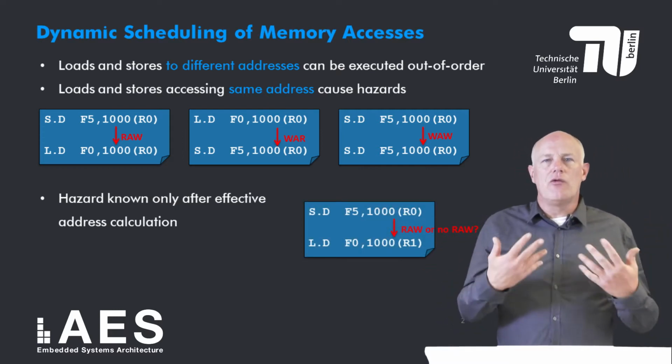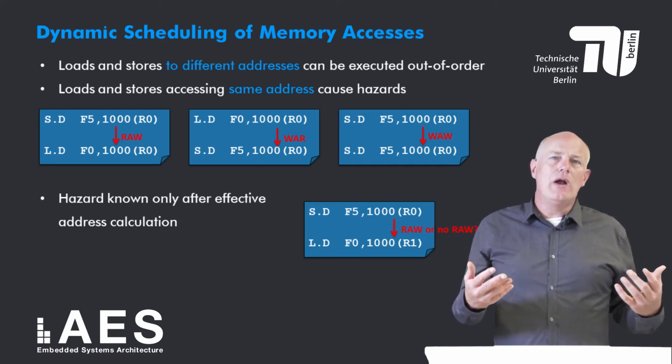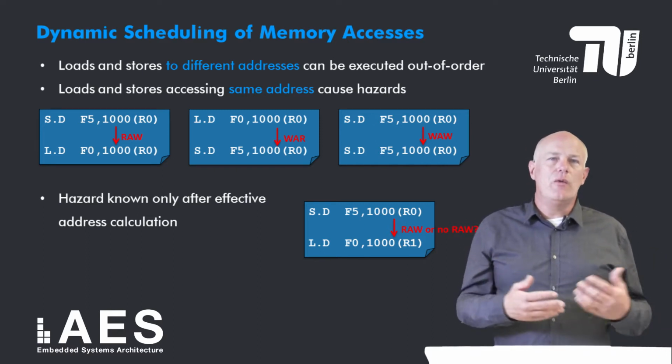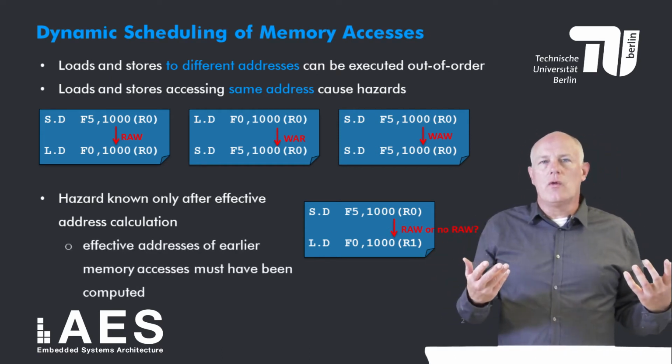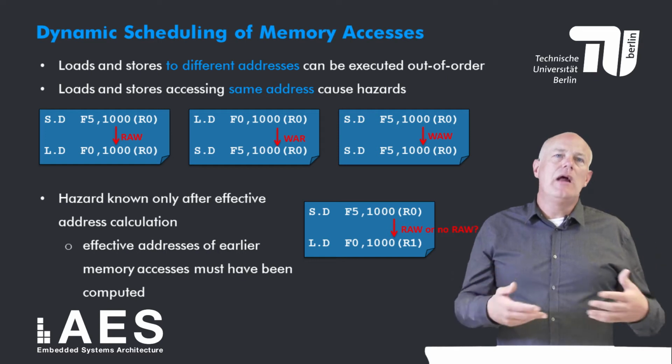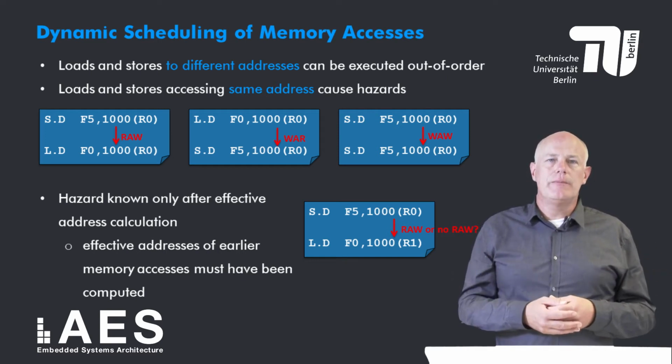Whether or not there is a RAW hazard depends on the value of register 1 at runtime. If R1 equals 0, then there is, otherwise not. That means that in order to determine if a load or store can be executed at a given time, the effective address of previous memory accesses must have been computed.